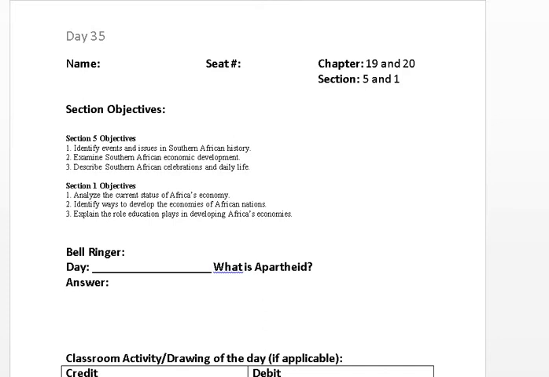Today's lecture will be our Chapter 20, Section 1, Objectives. Number 1, analyze the current status of Africa's economy. Number 2, identify ways to develop the economies of African nations. Number 3, explain the role education plays in developing Africa's economies.